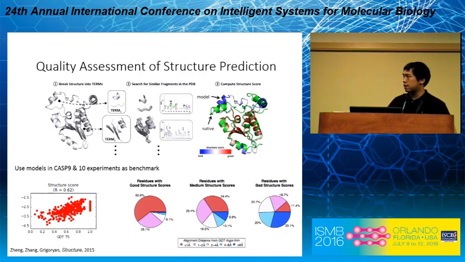As you can see here, if we divide the residues in the dataset into 3 groups based on their score, and here the red-blue colors indicate the accuracy of these residues, you can see the scores largely recapitulate the accuracy of the residues.